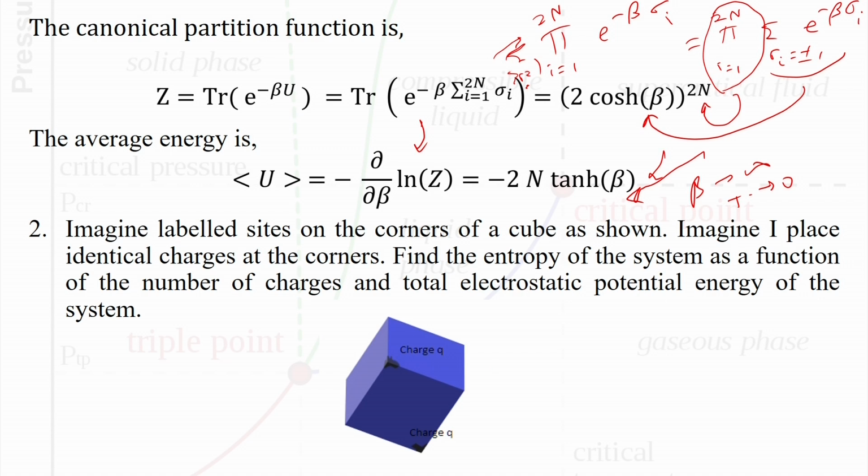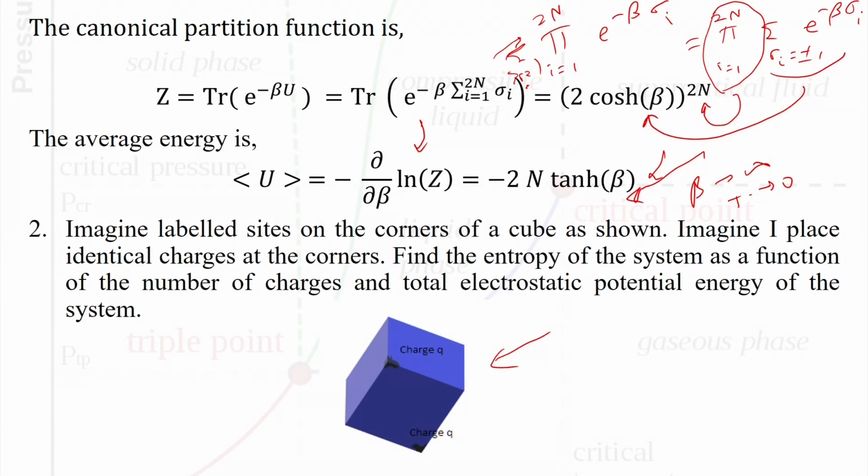Imagine that there is a cube here, with charges placed at the corners of the cube. Remember there are 8 corners. At each corner of the cube there is a charge that is placed. I am not going to tell you how many charges there are. So you can have a system with a variable number of charges. You can start with 1 charge, 2 charges, and a maximum of 8 charges.